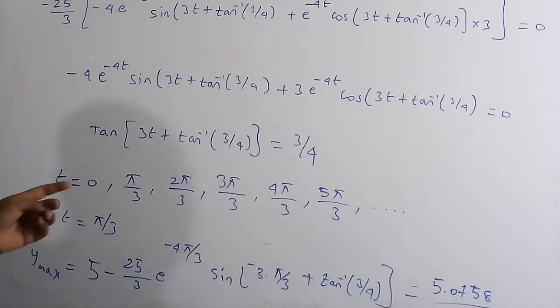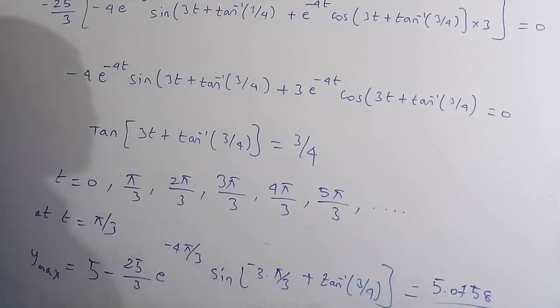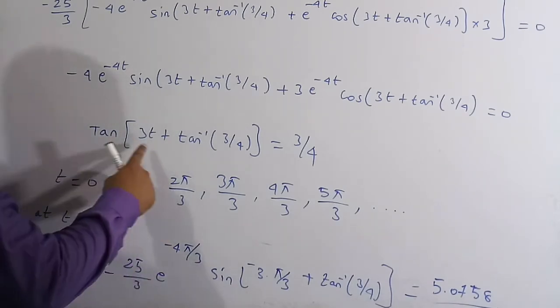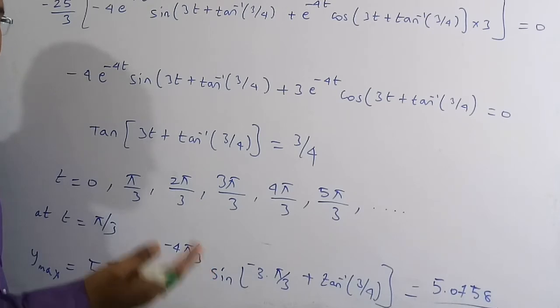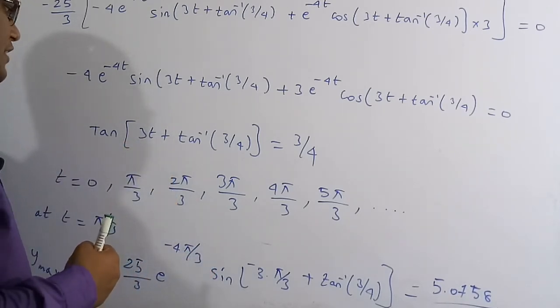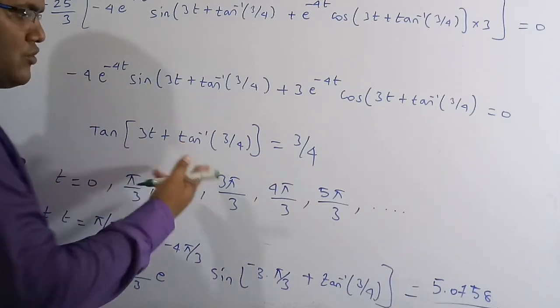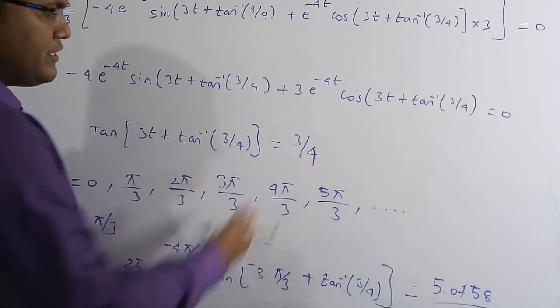So similarly when t is equal to pi by 3, substitute pi by 3 here. So tan of pi plus tan inverse, meaning theta. So tan of pi plus theta is again tan theta. So therefore now what we are going to get, tan of pi plus theta is equal to tan theta. Theta is equal to tan inverse of 3 by 4. So finally we are going to get 3 by 4.